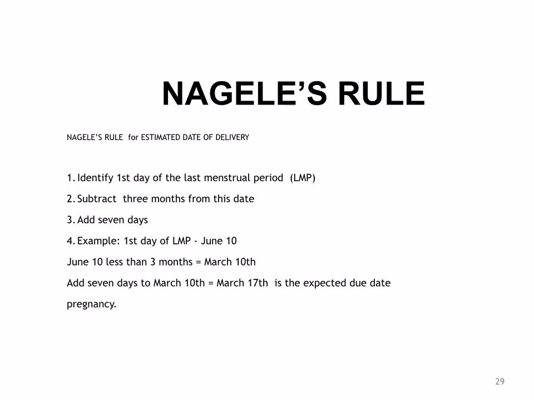So when mom comes to your office, and you're the RN, you ask when was your last menstrual period. You subtract 3 months from this date. You add 7 days, and whatever you get will be the estimated date of delivery. So I just gave you an example: the first day of last menstrual period was June 10th, and then you subtract 3 months from June, and you add 7 days, which will become March 17, the expected due date of pregnancy.